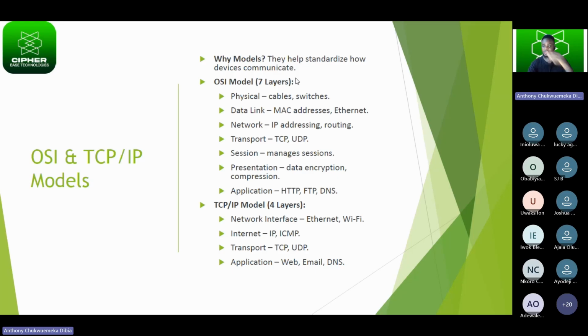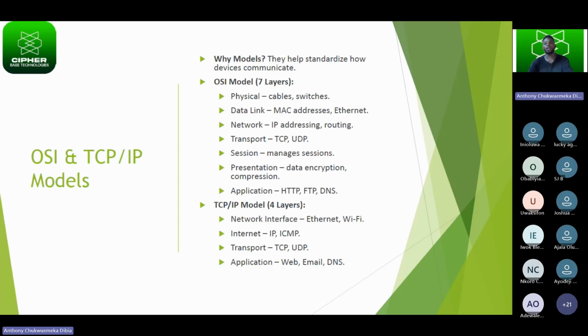Then we have the presentation layer. This is where data encryption occurs, and whether your file is a zip file, a PDF, a Word document, or an image, it is at the presentation layer that you get to know that. Then the application layer has to do with what you are using to view the software.